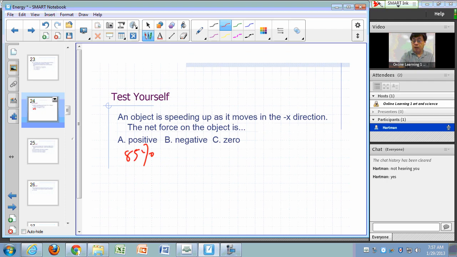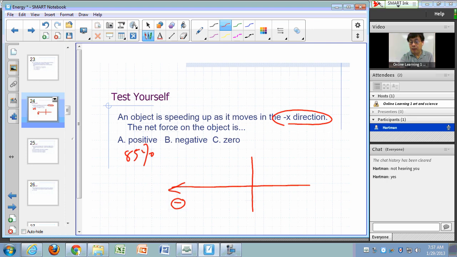Okay. Your particle is moving in the negative x direction, so let's just say the negative direction is going left. If it's heading to the left and it's speeding up that way, does it mean it's being pushed or pulled to the left or to the right? So where is the direction of the force? If I'm moving to the left and I'm speeding up that way, am I being pushed to the left or am I being pushed to the right?